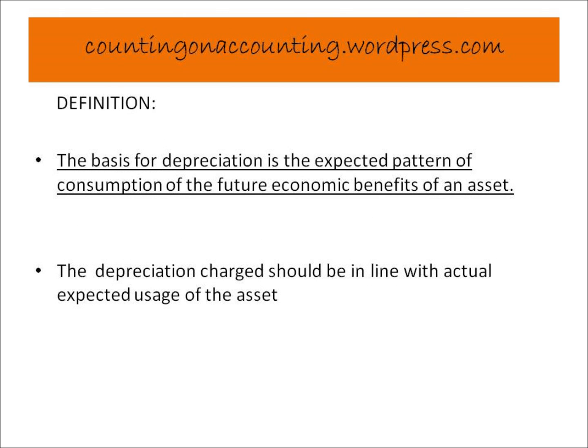IAS 16 gives guidance on how to account for depreciation. It states that the principle for the basis of depreciation is the expected pattern of consumption of the future economic benefits of an asset. Now what this simply means is that the depreciation charge should be in line with actual expected usage of an asset.